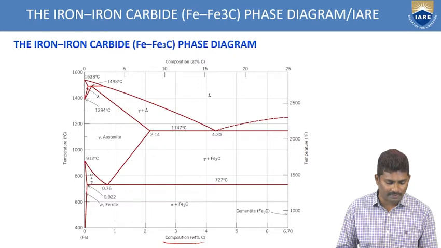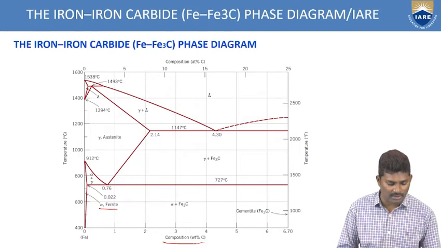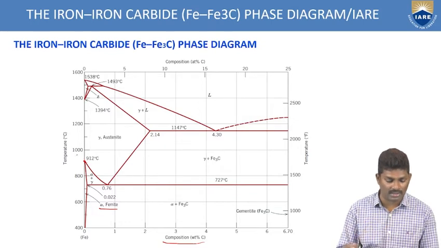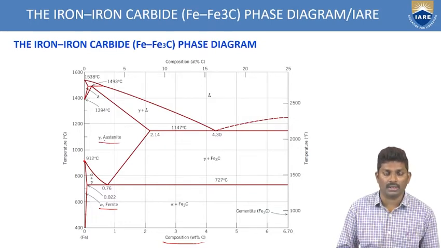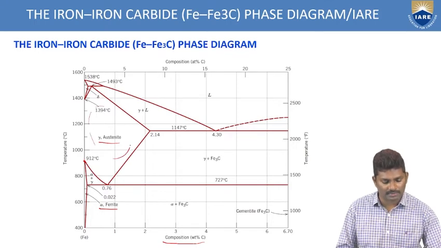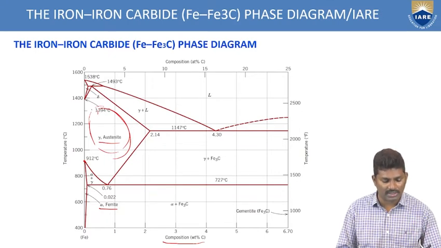So we are getting here inside as the alpha ferrite, and slowly if you raise the temperature, it is reaching 912 degrees centigrade. Now it is converting to austenite, that is the gamma austenite, and slowly if you raise the temperature, all these are in the solid form. Okay, we are not getting any liquid thing.